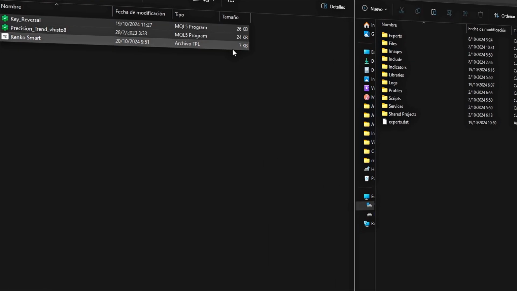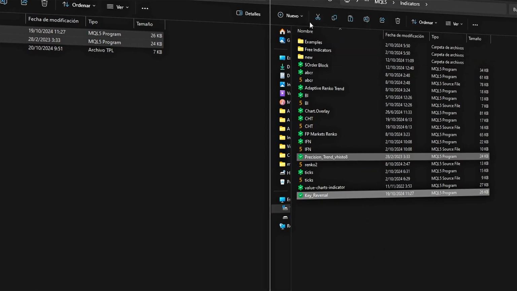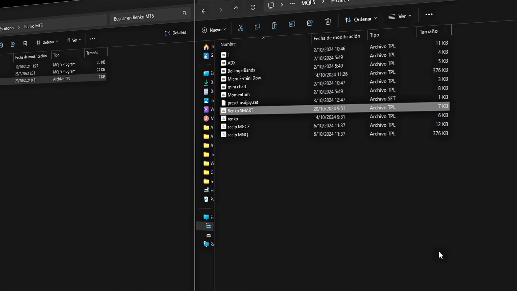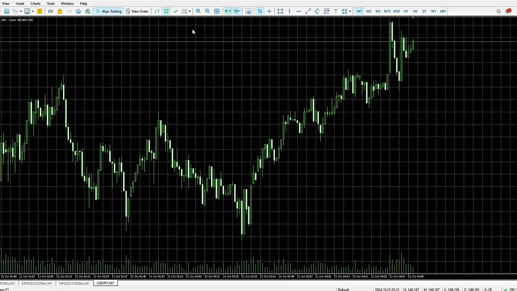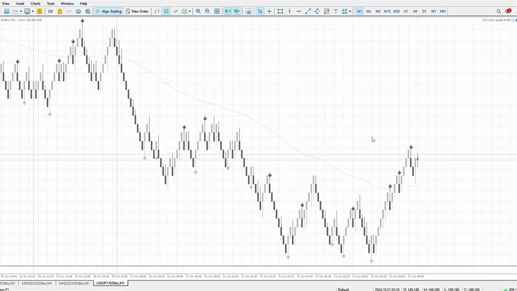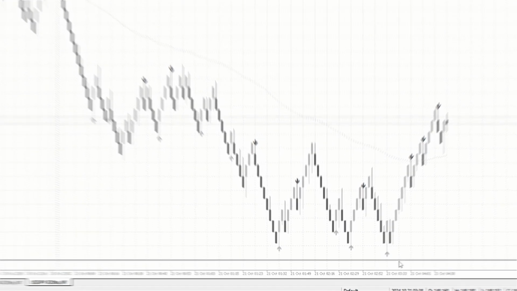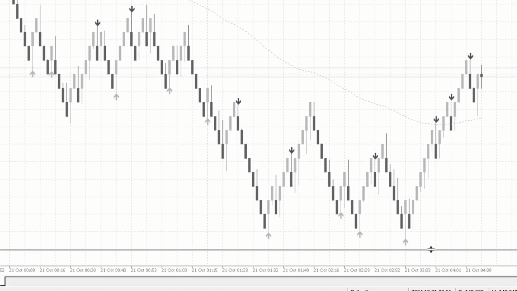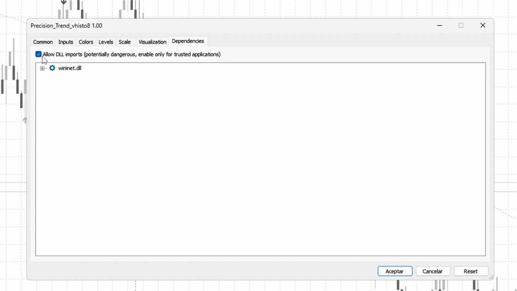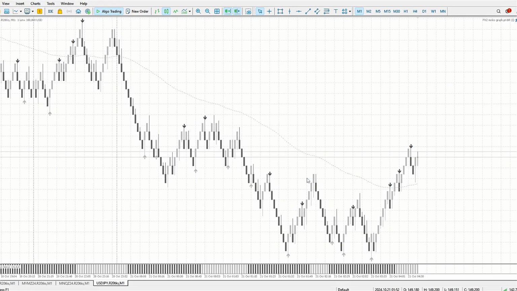Now we will move to MetaTrader 5. We install the indicators in the same way, moving the indicator files to the corresponding MetaTrader folders. Once MetaTrader is restarted, applying the indicators is simple. We just load the template to any chart, and that's it. If, the first time, the trend indicator is not displayed, it is because you need to activate the DLL import checkbox. Activating it will make it display correctly.